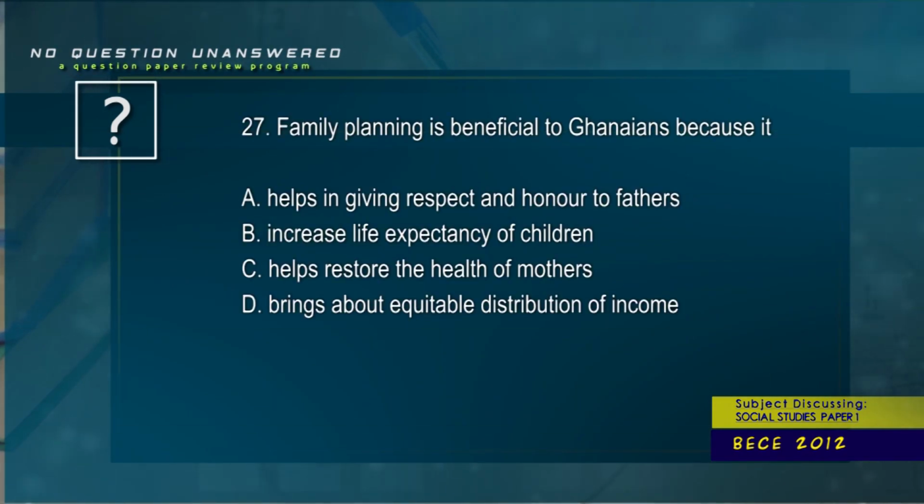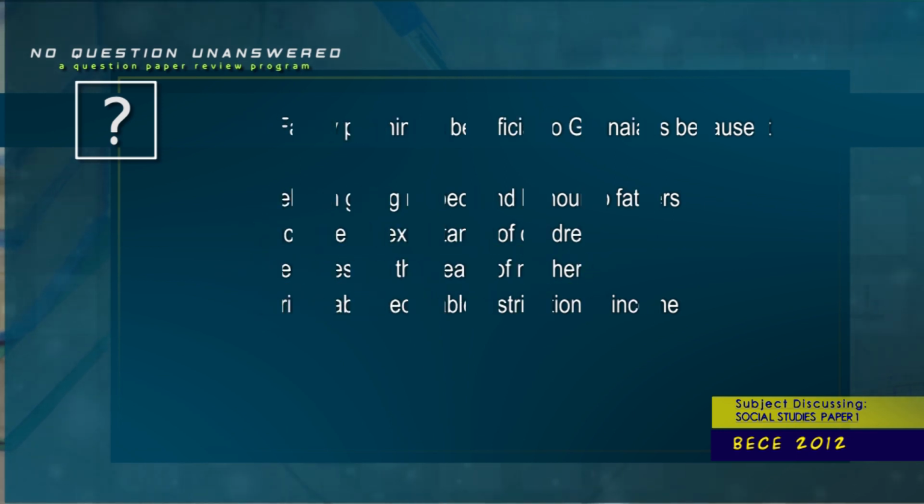27. Family planning is beneficial to Ghanaians because it A, helps in giving respect and honor to fathers, B, increases life expectancy of children, C, helps restore the health of mothers, and D, brings about equitable distribution of income. Viewers, the correct answer is C. Family planning is beneficial to Ghanaians because it helps restore the health of mothers.